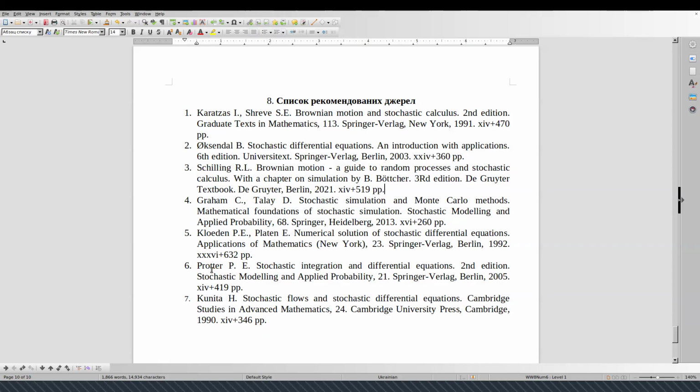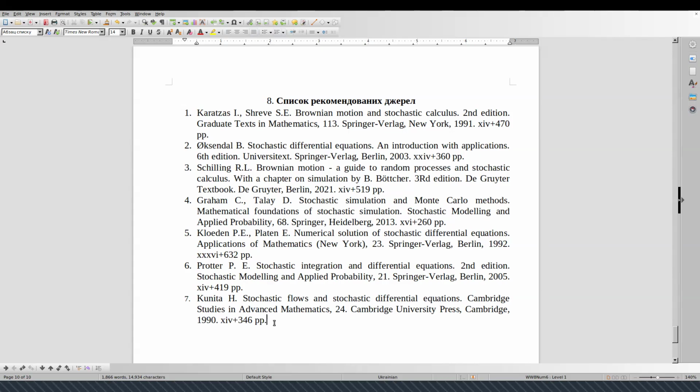For the latter part of the course, we will use Graham and Talay's Stochastic Simulation and Kloeden and Platen as classical references. Now, Kunita is an advanced text on properties of stochastic differential equations, how they can be combined, starting from the starting points. And Protter provides an alternative and, in some sense, more modern approach to constructing stochastic integrals. However, we will not really be using what is in Protter.